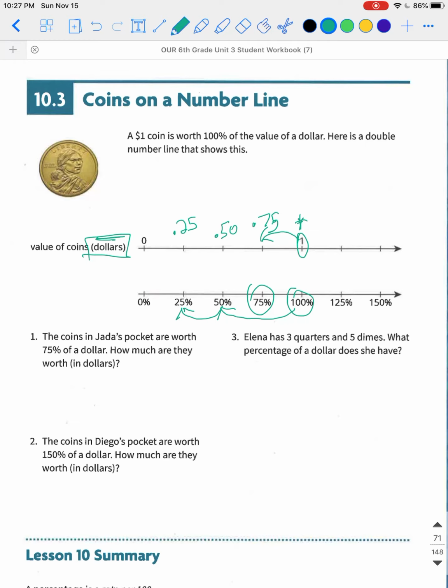Now, let's look ahead. So if this is 25 cents, 50 cents, 75 cents, and $1, what would come right here? Well, I see my 75 turns into 75 cents. Well, my 125 turns into $1.25. And my 150% turns into $1 plus 50% more, which is 50 cents. Make sure you're kind of following along with me.